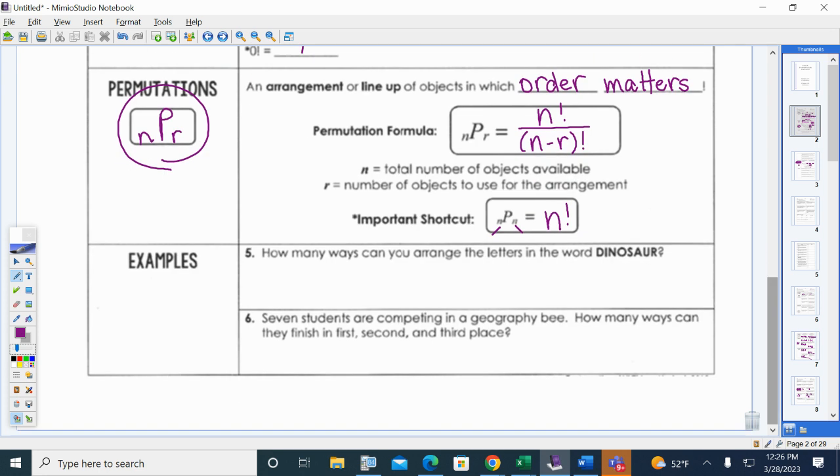So let's look at example number 5. Example number 5 says, how many ways can you arrange the letters in the word dinosaur? So if I were going to take each one of those letters and choose a letter for the first spot, the second spot, the third spot, the fourth spot, and so on, it's going to be a permutation because we're putting things in a specific order. And in the word dinosaur, there are 8 letters. So I'm choosing from 8 letters, and I'm going to use 8 letters. Because the number of objects I'm picking from matches the number of objects I'm picking, that would be the same as 8 factorial.